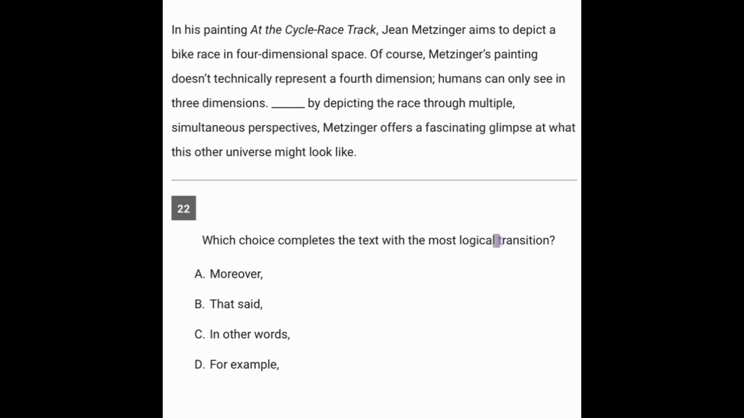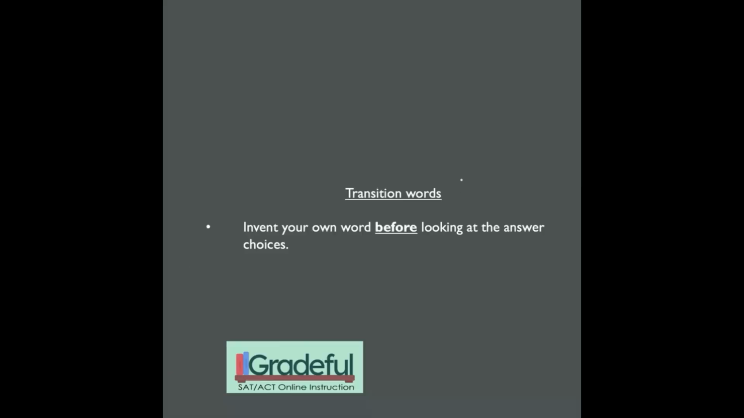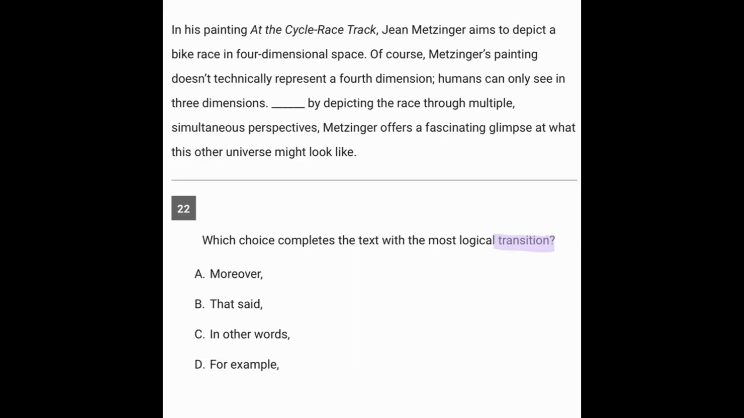Here we're being asked for the right transition for the situation, and for transition words, you want to invent your own word before you look at the answer choices. So let's try that.